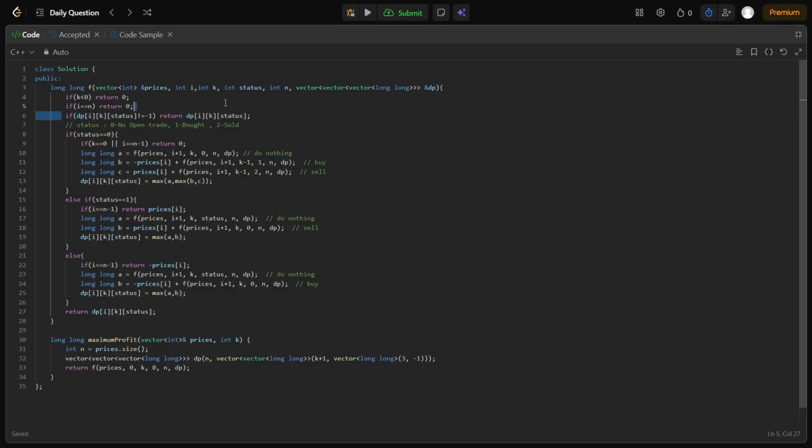And this is the obvious case for a DP problem: we have initialized this array with minus 1, because 0 is the minimum profit that we will make in any problem. Sorry, 0 is the minimum profit, so we have initialized it with minus 1.